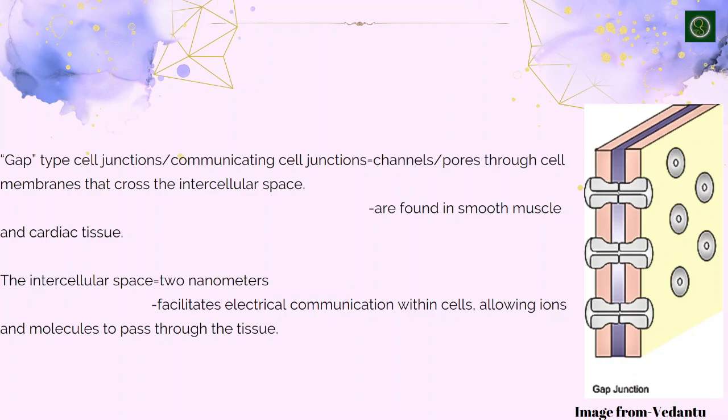Gap or communicating junctions represent channels or pores through cell membranes that cross the intercellular space. They have an intercellular space of about 2 nanometers and facilitate electrical communication within cells, allowing ions and molecules to pass through the tissue. These junctions are found in the smooth muscle and cardiac tissue.